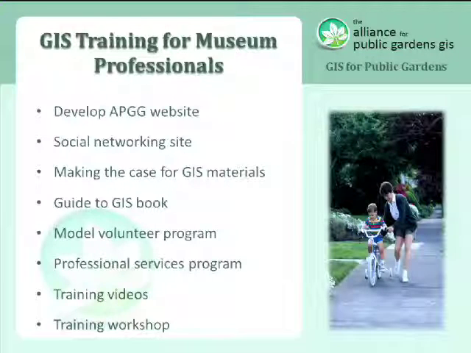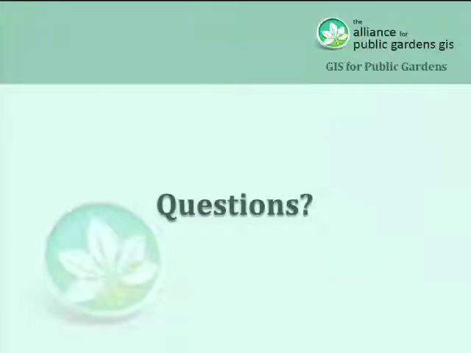As I mentioned, this social networking site, we have the LinkedIn site. I think we're looking into maybe another way of doing that. But basically, the Google group is one too. We really want to be able to connect all the people that are doing GIS at gardens so that people can have a support network out there. And of course, we're going to work more on the Alliance for Public Gardens GIS website. I think that's about it.